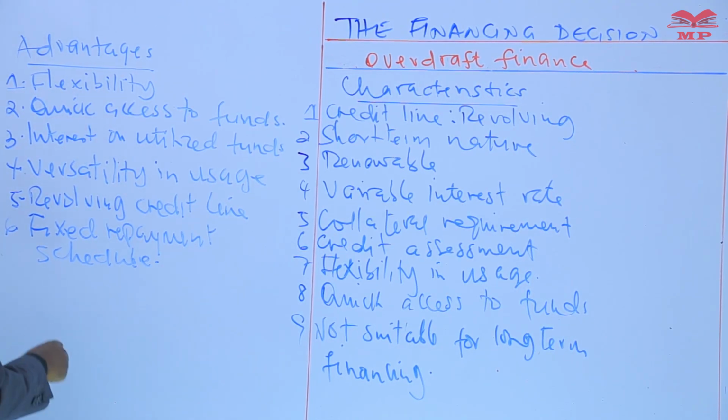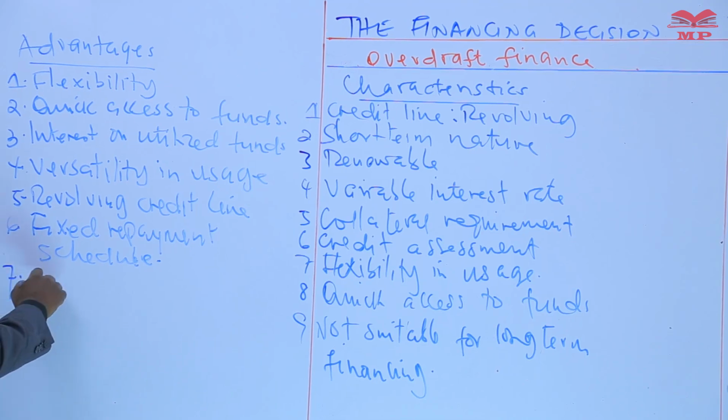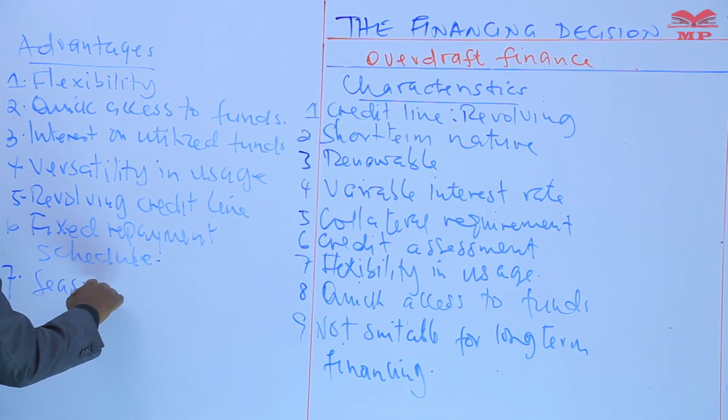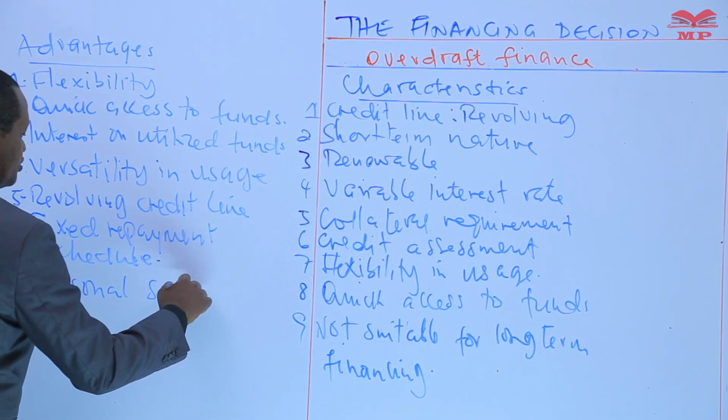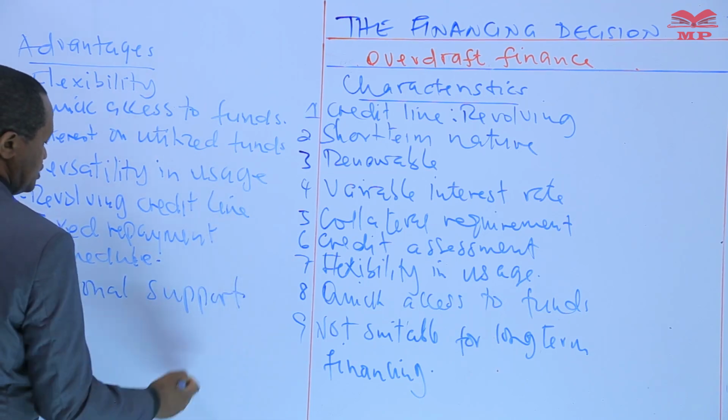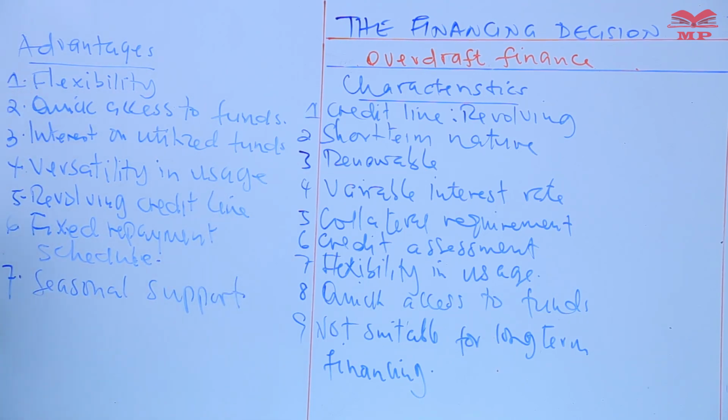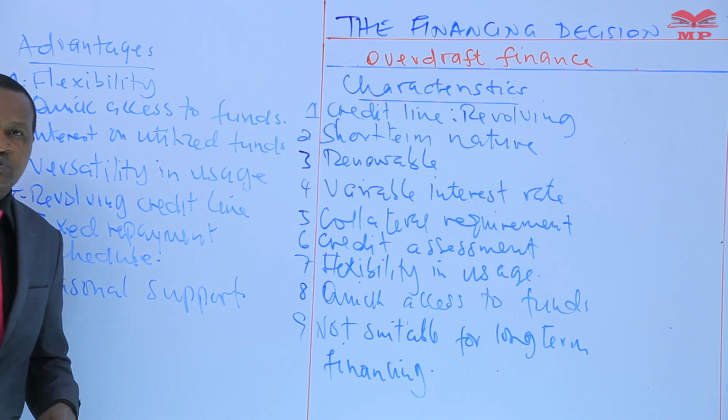That is number 6. Number 7, seasonal support. Now, candidates, overdrafts are often used to manage seasonal variations in cash flows. And by so doing, the overdrafts help businesses navigate periods of increased expenses or periods of reduced revenues.